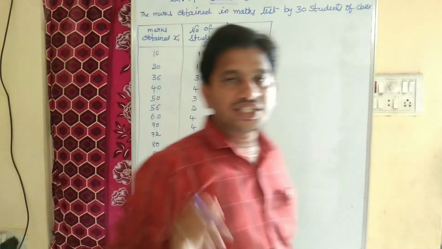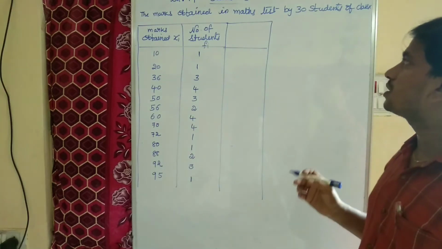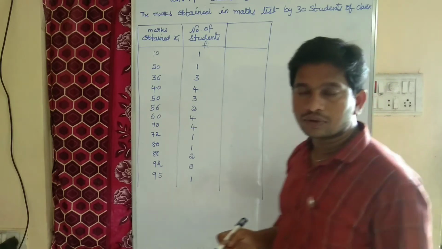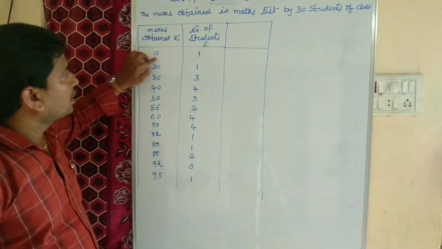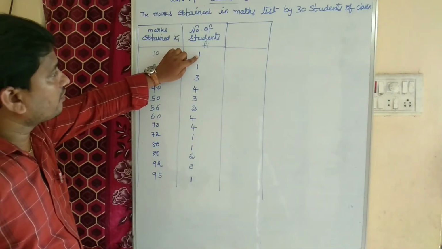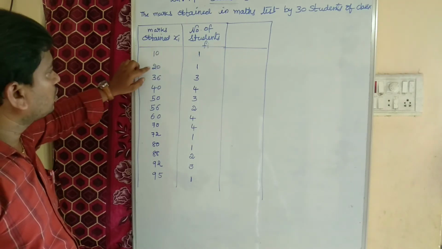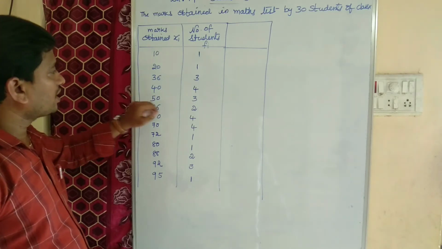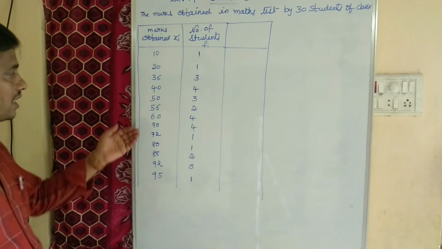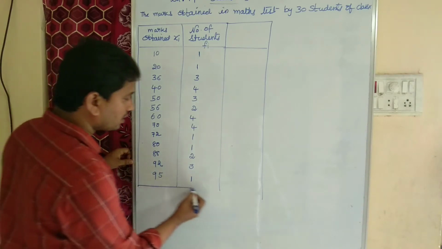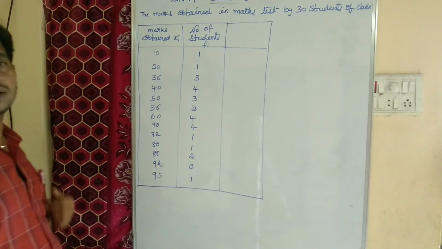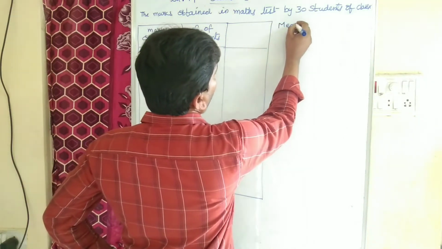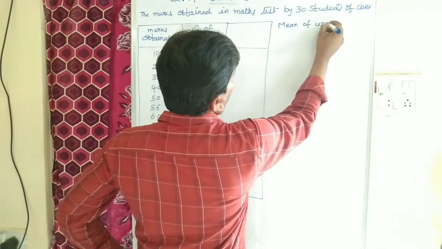So, consider the following data. The marks obtained in a mathematics test by 30 students of class 10. Marks obtained 10, number of students 1. Here 1 is called frequency. 20 marks, 1 student. 36 marks, 3 students. 40 marks, 4 students. Likewise, these are the marks obtained by 30 students in a class. Now the question is how to find the mean of ungrouped data.